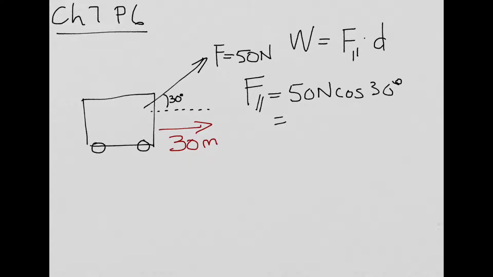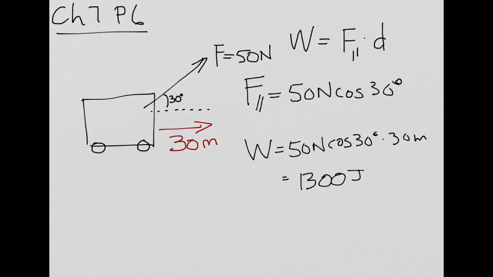and then we multiply that, whatever that is, by the distance that it's traveled. So the work equals 50 newtons times the cosine of 30 degrees times 30 meters. And when you do all that together, that's 1,300 joules.